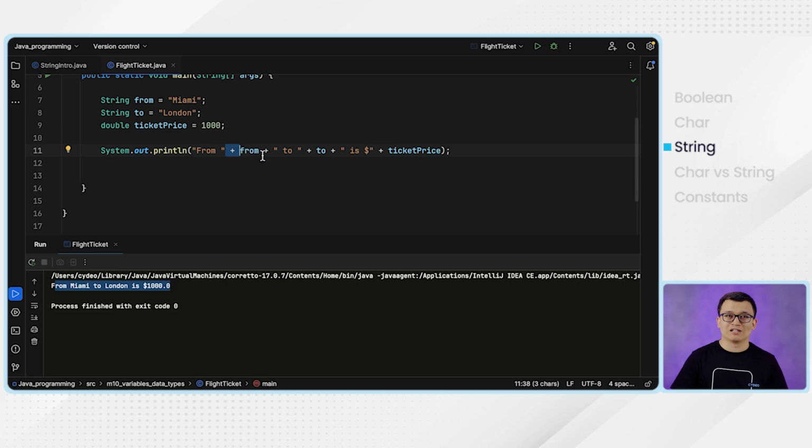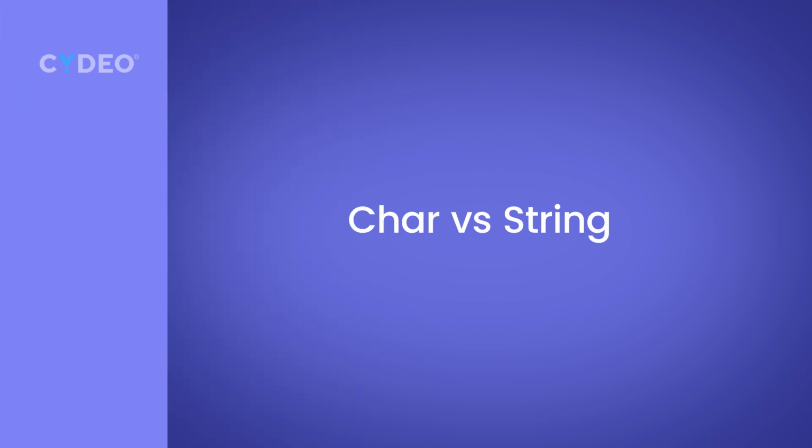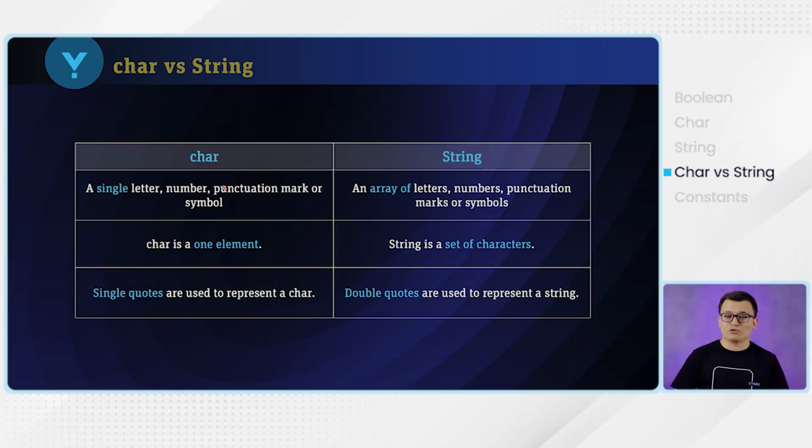It can concatenate any value to a string. As long as you have a string either on the left or right side, then you will get the concatenation result when you use this operator. And the last thing, make sure that you do know the difference between char and string. Char is for single letters, and a string is for a sequence of characters. Okay, char is one element and string is a set of characters. And for the char you will use single quote, but for the string you will use double quote.